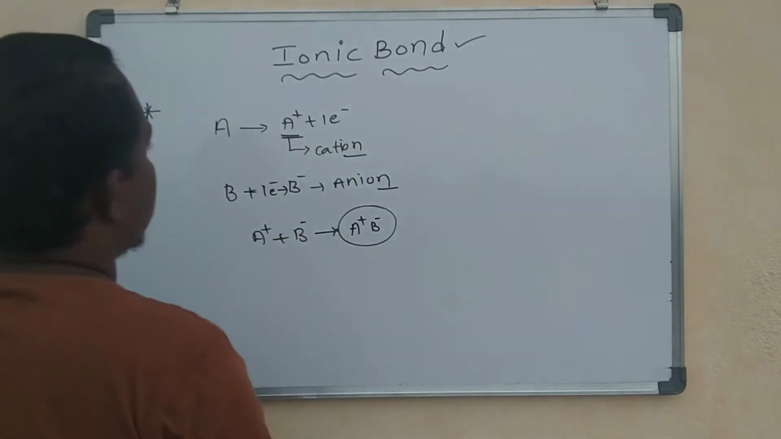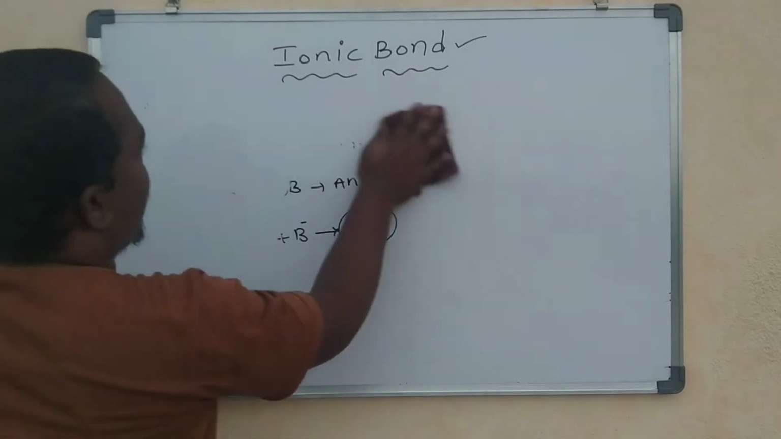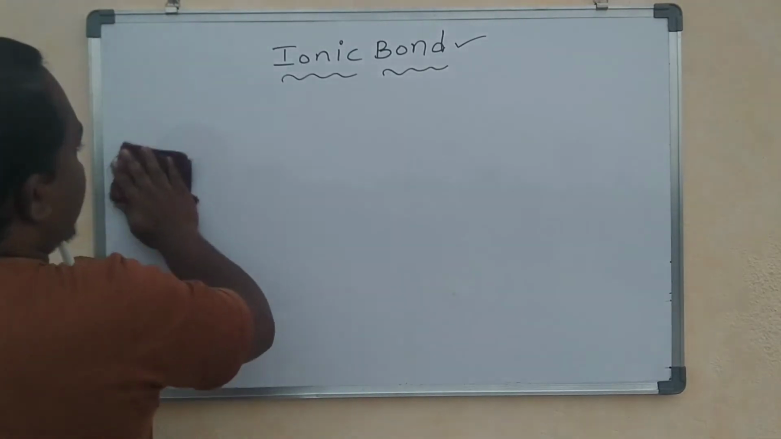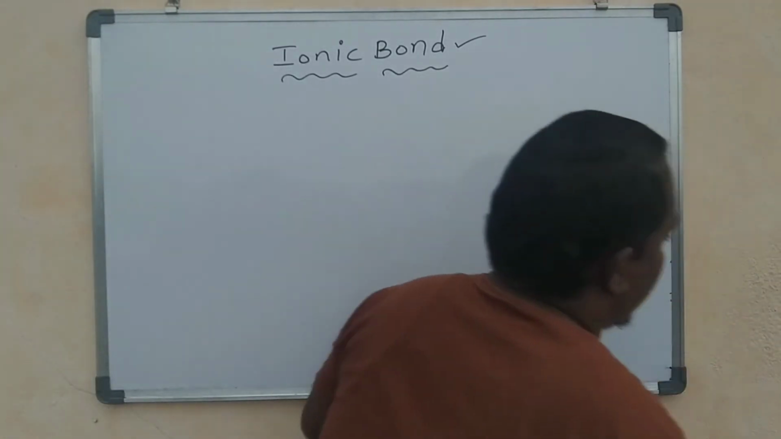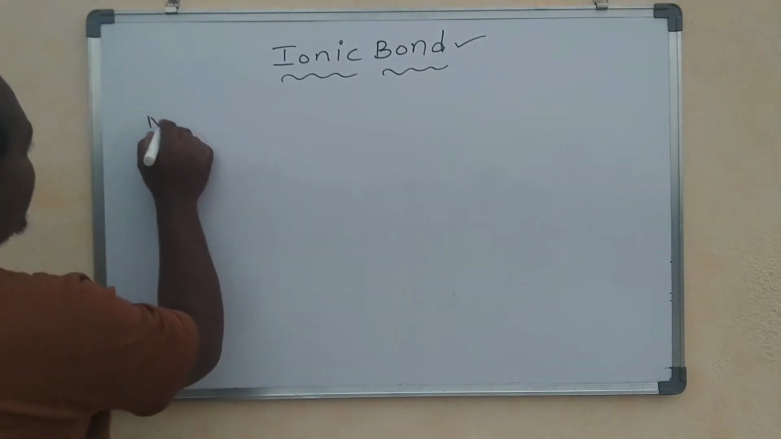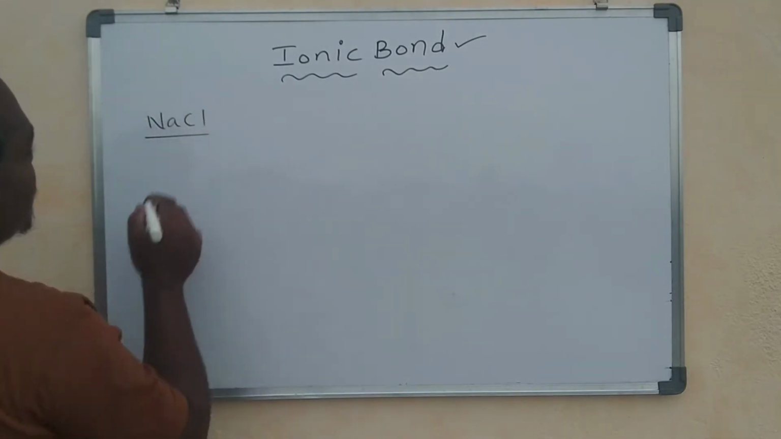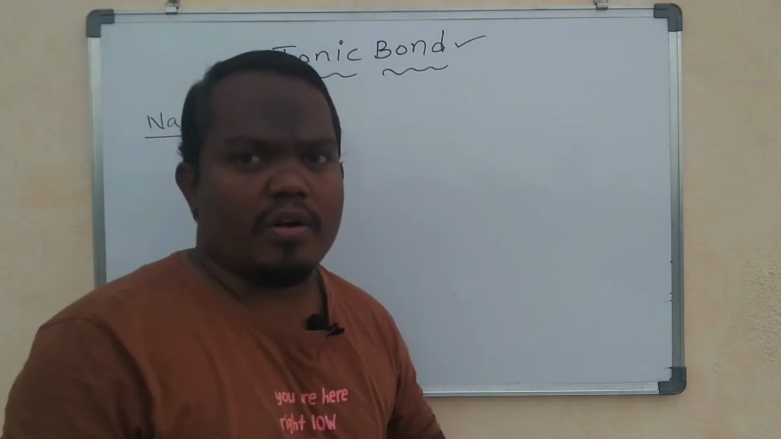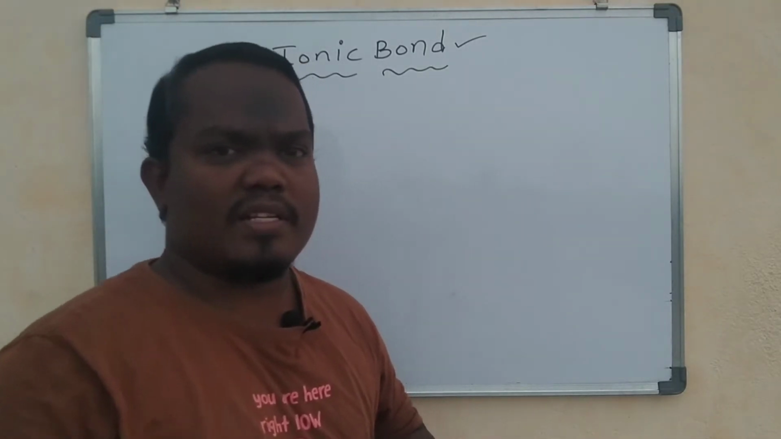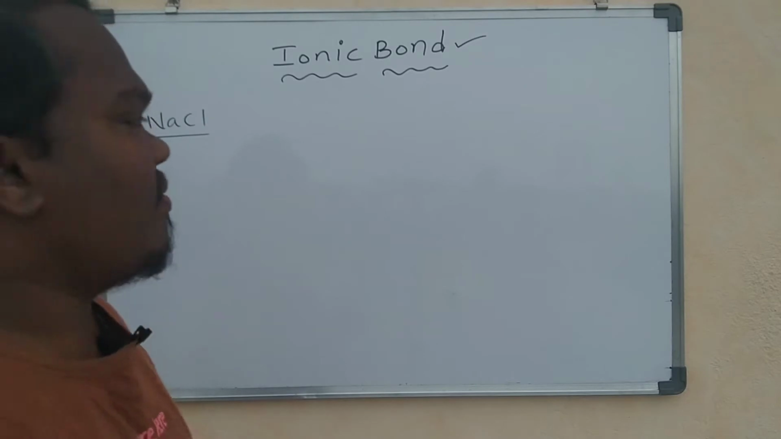Let me take the example of sodium chloride. How is it formed? Between the sodium and chlorine atoms there is an ionic bond. We will see how it is formed.